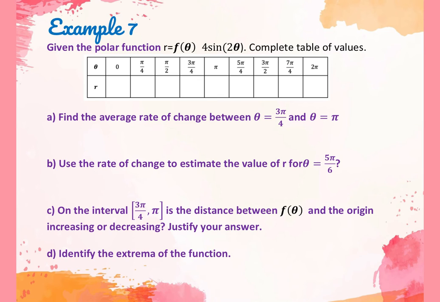But it says given the polar function is f of theta equals 4 sine 2 theta, complete the table values, okay? First of all, what kind of polar graph is this? It's a rose. How many petals does it have? 4. What's the length of each petal? 4, okay? So I'll go through it quickly, but you would plug in each of these values if you had to.